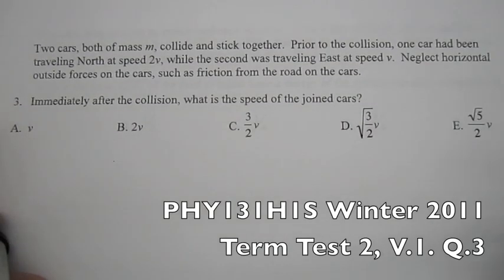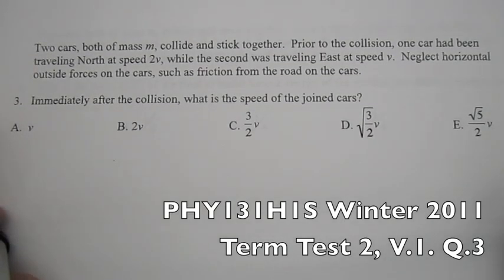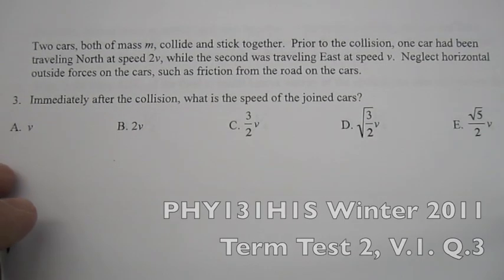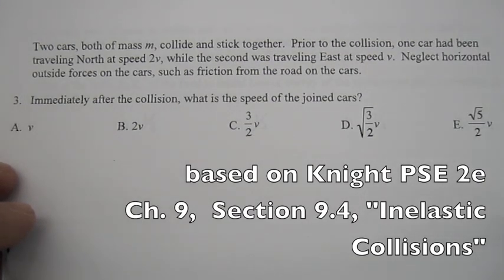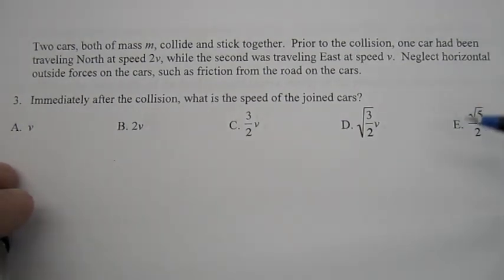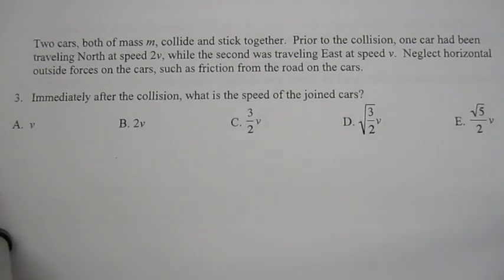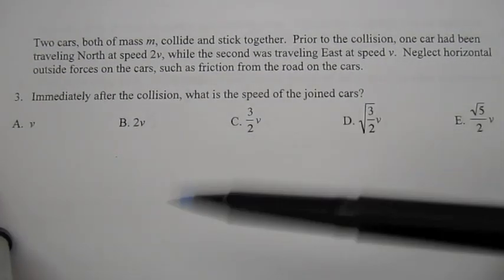Two cars, both of mass m, collide and stick together. Prior to the collision, one car had been traveling north at a speed of 2v, while the second was traveling east at a speed v. Neglect horizontal outside forces on the cars, such as friction from the road on the cars. Immediately after the collision, what is the speed of the joined cars?